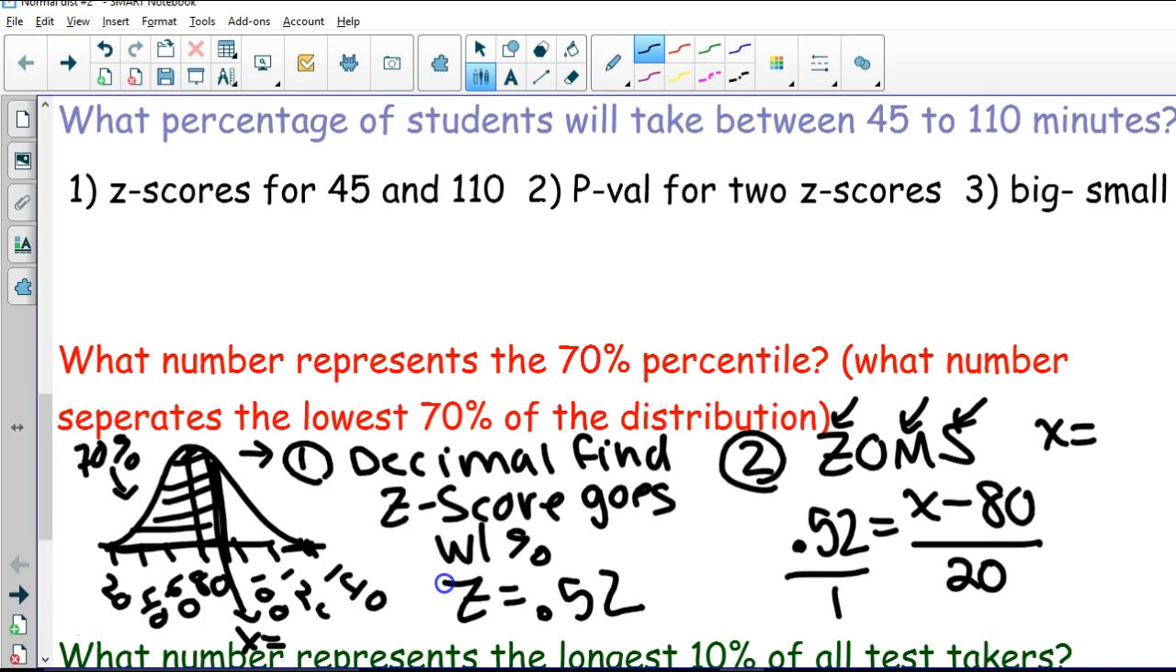80.4. So 80.4 minutes. And you can check yourself. An easy way to check is if you're illustrating the 68, 95, 99.7 rule, you know it has to be between 80 and 100.